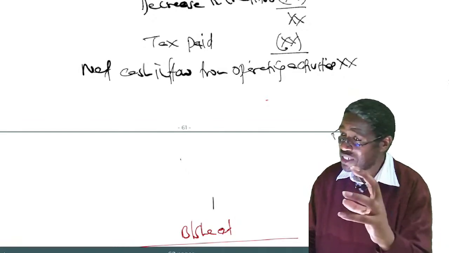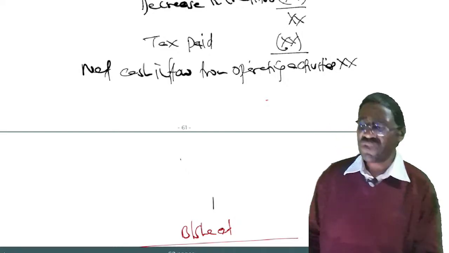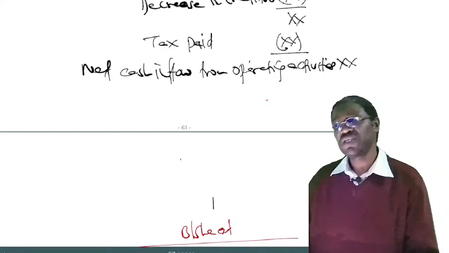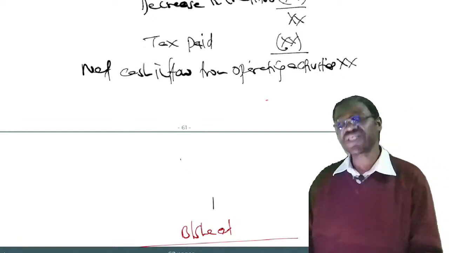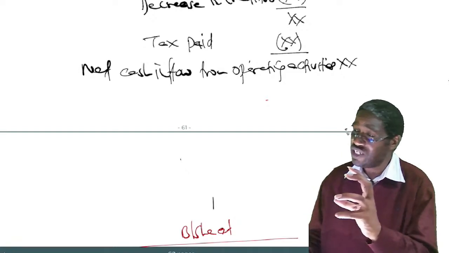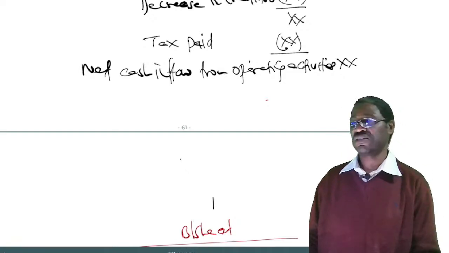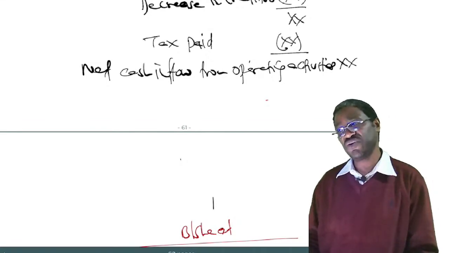We normally don't bring dividends paid here. But if you pay the shareholders their dividend, don't forget, shareholders are also financiers. So whenever you pay them their dividend, we normally take it as part of financing. Dividends paid. Are you there?